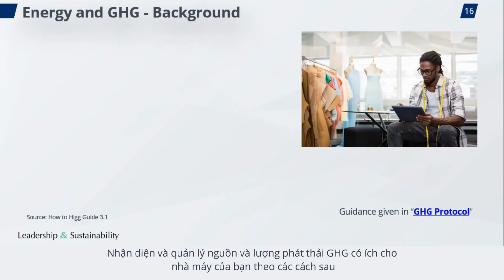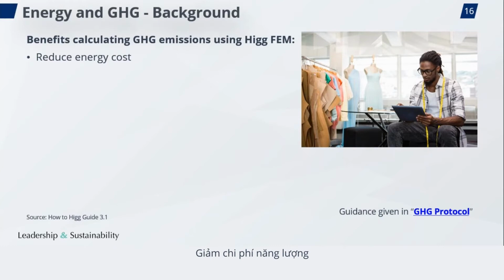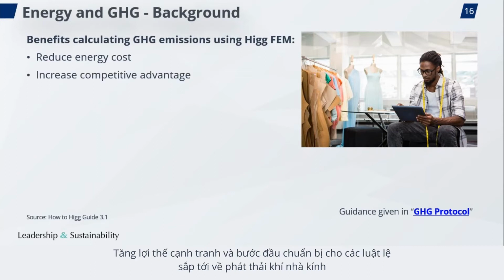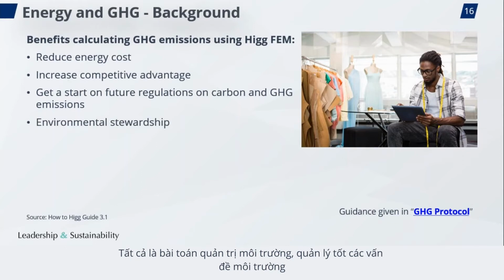So identifying and managing the source and amount of greenhouse gas emissions can benefit your factory in several ways. Reduce energy cost. Energy is actually one of the easiest ways to save costs as well. There's a strong linkage, of course, between energy consumption and energy cost. You can also increase competitive advantage. You can get a start on future regulations on carbon and greenhouse gas emissions. And it's also all about environmental stewardship, so managing environmental resources well.